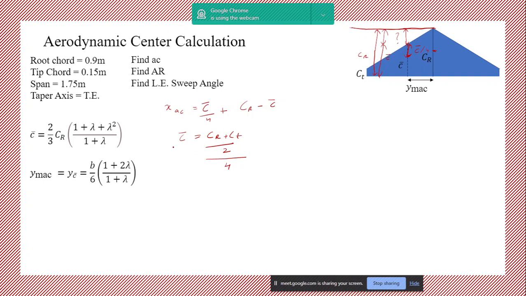We'll verify our answer. Like we can calculate C bar from this and C bar from here. But if I just divide this by 4, it will give me just C bar by 4, which is just this quantity. But we are taking our reference to be the leading edge of the root. Yes? Okay. So, we'll verify if this is right. So let's just calculate CR plus CT by 2. How much will it be? CR is 0.9 plus CT is 0.15 by 2. Can you just tell me how much it is? Okay, so it's 0.525.